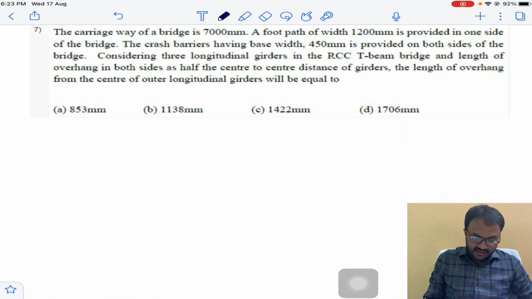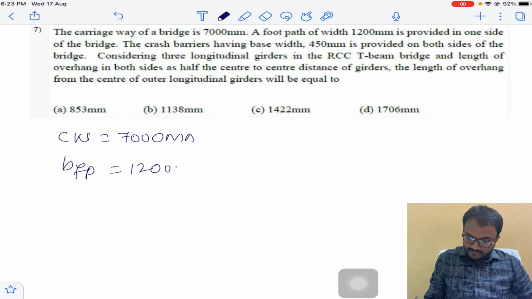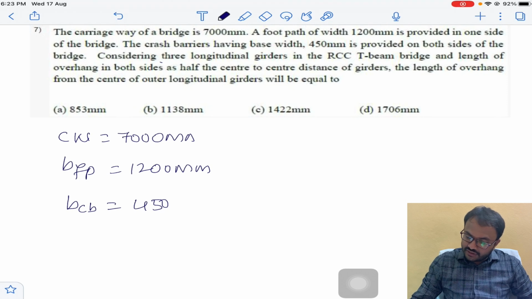Next question, the carriageway. I'll write the data again. So carriageway is equal to 7000 mm, and width of footpath is equal to 1200 mm, provided on one side of the bridge. The width of crash barriers, that is BCB, is equal to 450 mm, provided on either side of the bridge. Considering 3 longitudinal girders of RCC bridge and half center to center overhang on the other side.